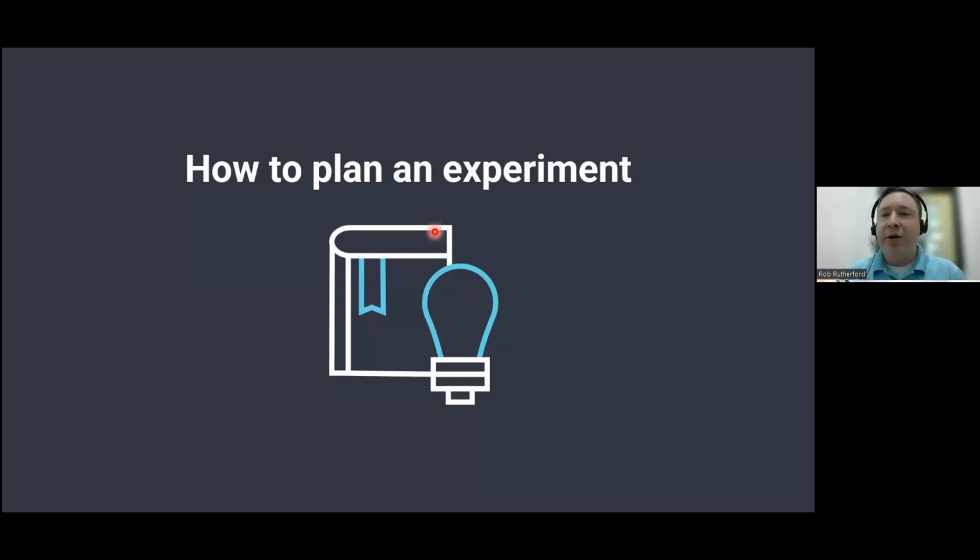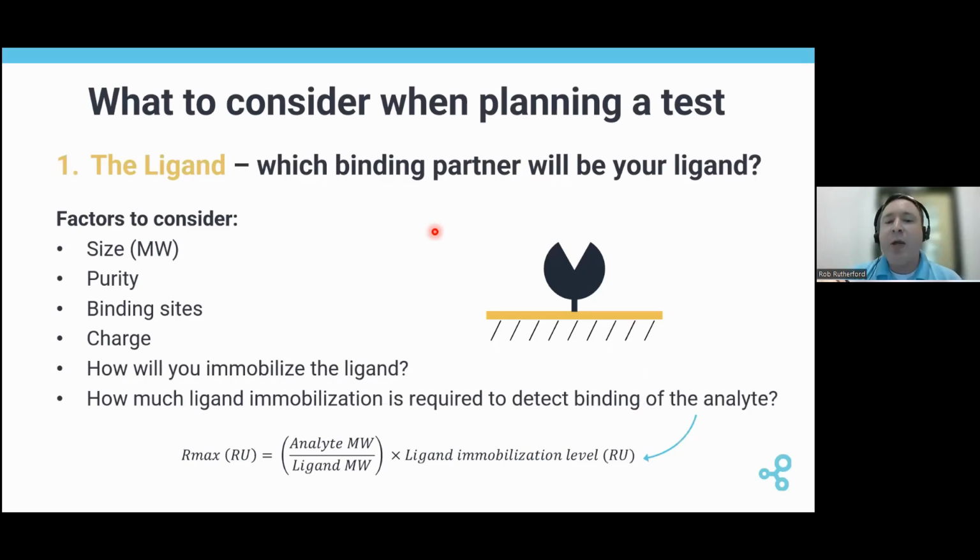Okay, so now you're an expert and you're going to be testing or running the next webinar. But before we get to that, we are going to go over how to plan an experiment. So you know the fundamentals of SPR, you know your two binding partners that you're interested in working with, but how do you know what to do with them? And that's what this section is going to look at.